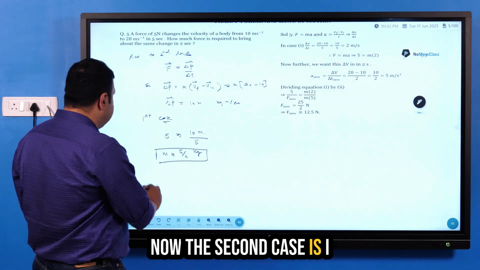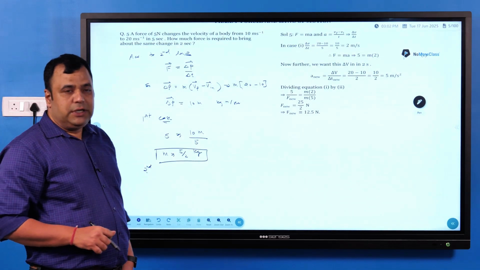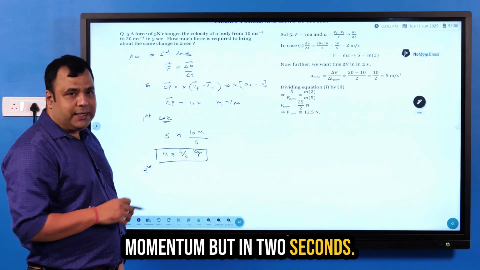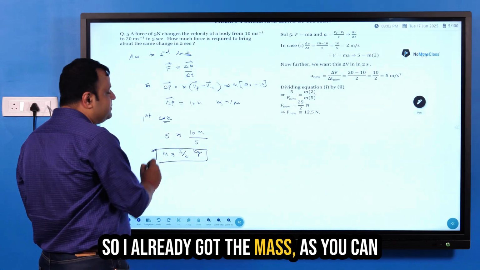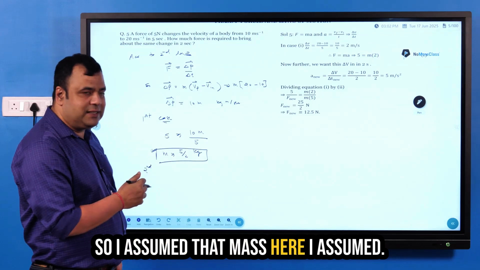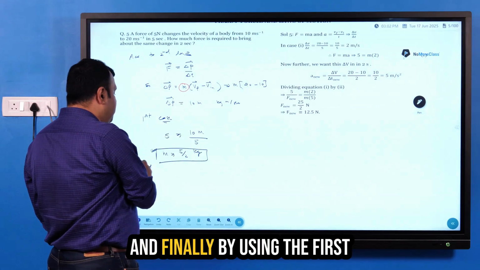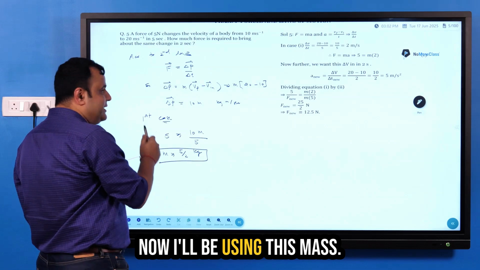Now the second case is, I want the same change in momentum, but in 2 seconds. And for that, how much will be the force? That's what they're asking. So I already got the mass. As you can see in this question, mass was not given, so I assumed that mass. Finally, by using the first condition, I got the mass. Now I'll be using this mass.